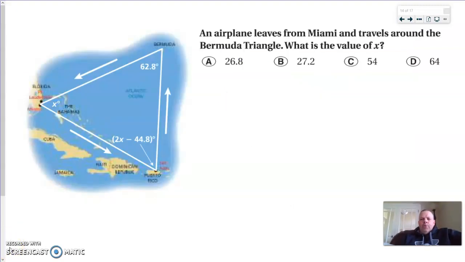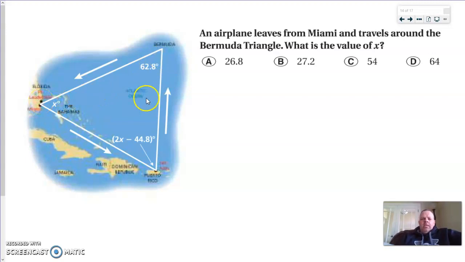Hopefully, maybe you've heard of the Bermuda Triangle. In this case, an airplane leaves Miami and travels around the Bermuda Triangle. What's the value of x? So here's Miami. It's going to go to Puerto Rico, then it's going to go to Bermuda, and then it's going to come back to Miami. That's called the Bermuda Triangle.